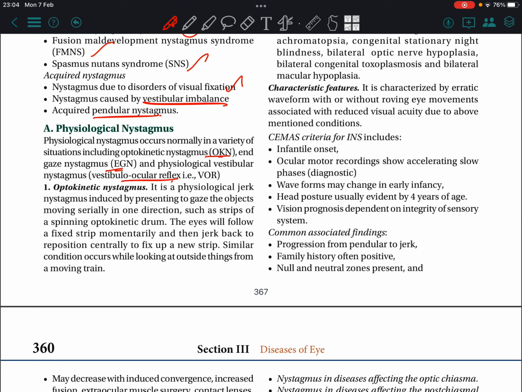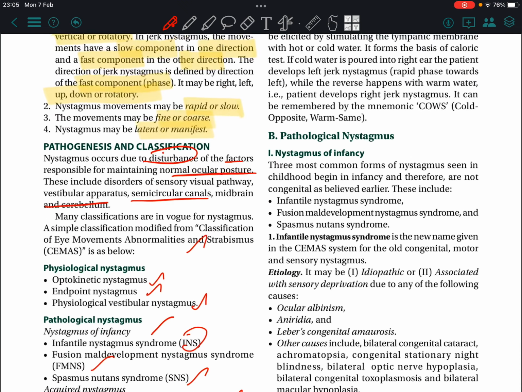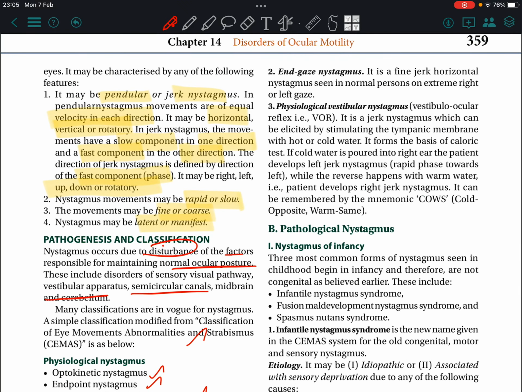Optokinetic nystagmus is a physiological direct nystagmus induced by presenting to the gaze objects moving serially in one direction, such as the strips of a spinning optokinetic drum. The eyes will follow a fixed strip momentarily, then jerk back to reposition centrally to fix upon a new strip. A similar condition occurs while looking at outside things from a moving train. End gaze nystagmus is a fine jerk horizontal nystagmus seen in normal persons on extreme right or left gaze.